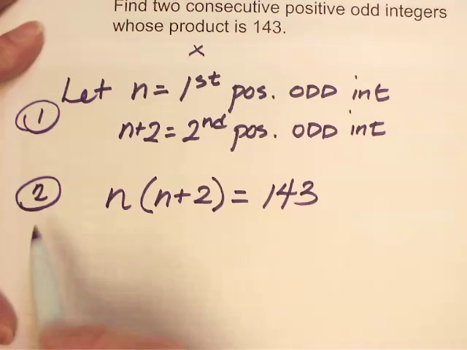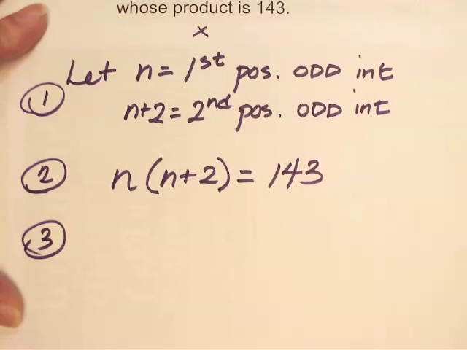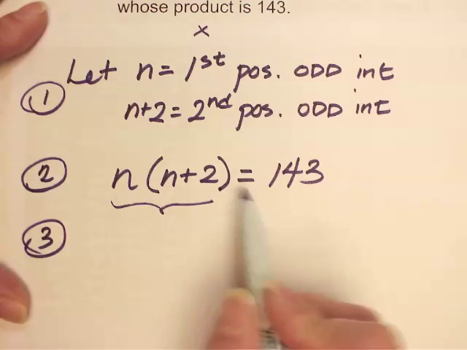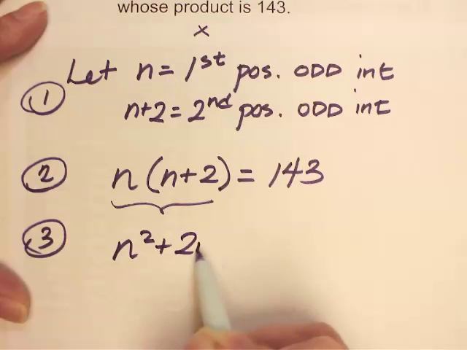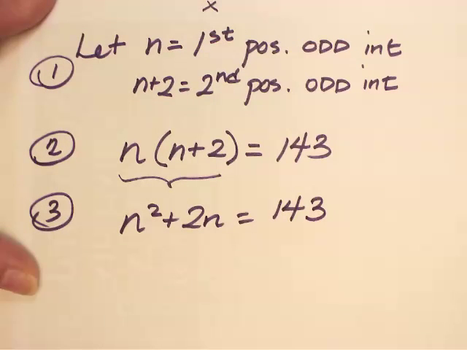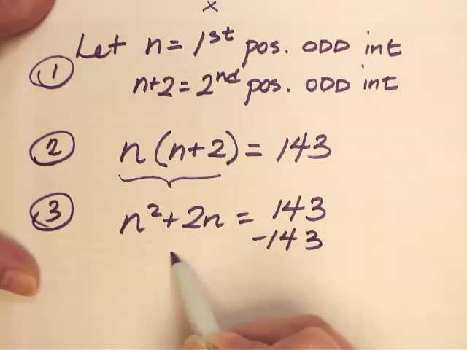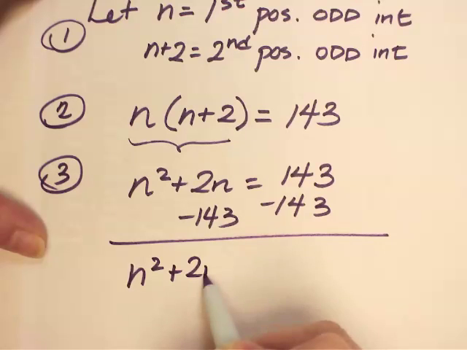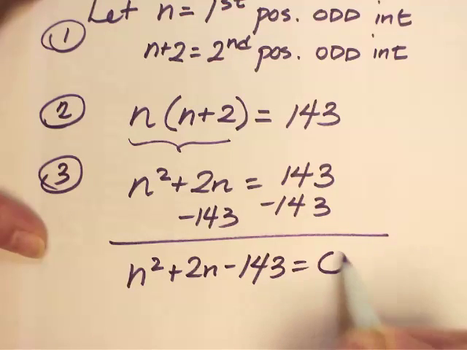So now that I have my equation, step 3, we're going to go ahead and solve this equation. As our previous lesson indicated, if I have this type of problem, I need to make sure to simplify this piece first. So simplify meaning distribute this, so I get n squared plus 2n equals 143. And remember, in order to solve a quadratic, we have to make it equal 0. So I'm going to subtract off my 143 from both sides. So I have n squared plus 2n minus 143 equals 0.